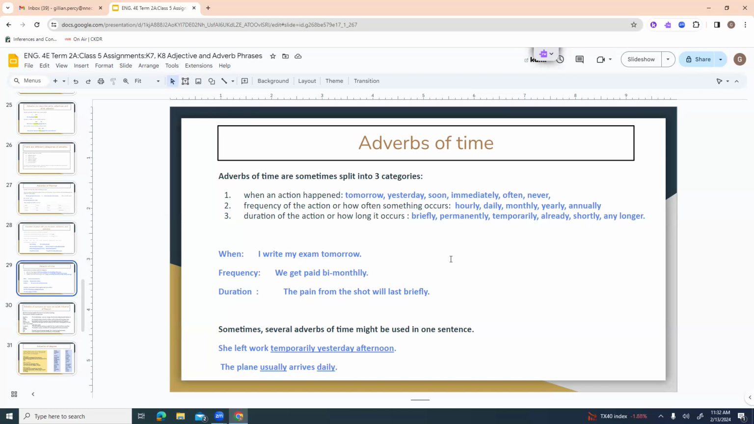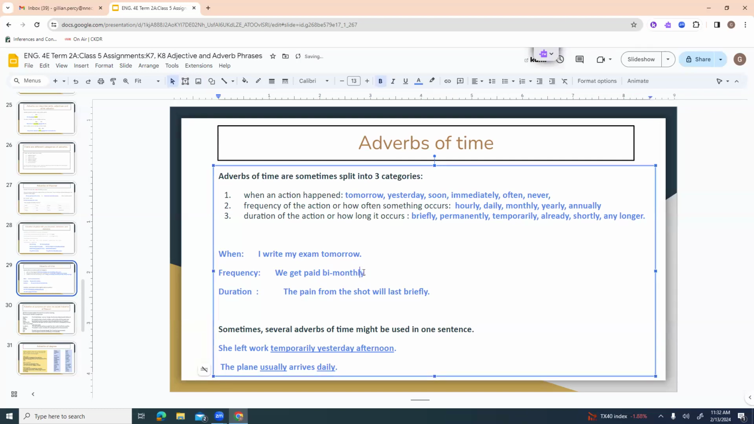So an example of when, I write my exam tomorrow. Frequency, we get paid bi-monthly. Oh, just one L there. Duration, the pain from the shot will last briefly. Sometimes several adverbs of time might be used in one sentence. She left work temporarily yesterday afternoon. The plane usually arrives daily.